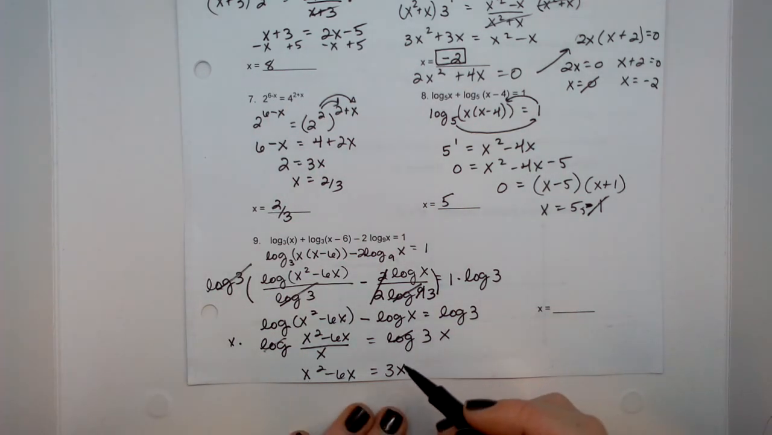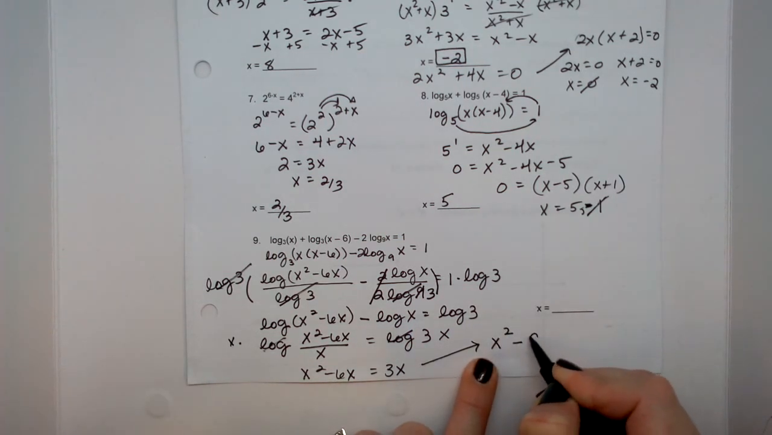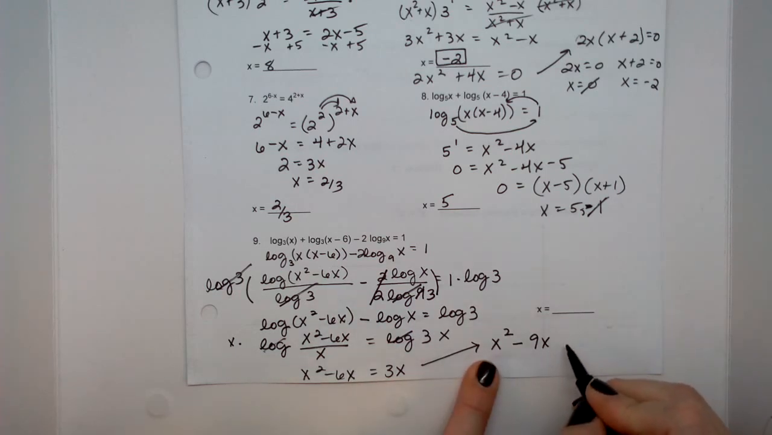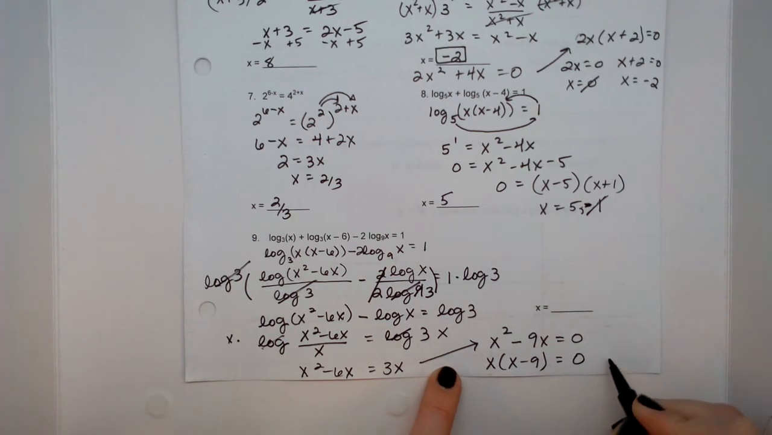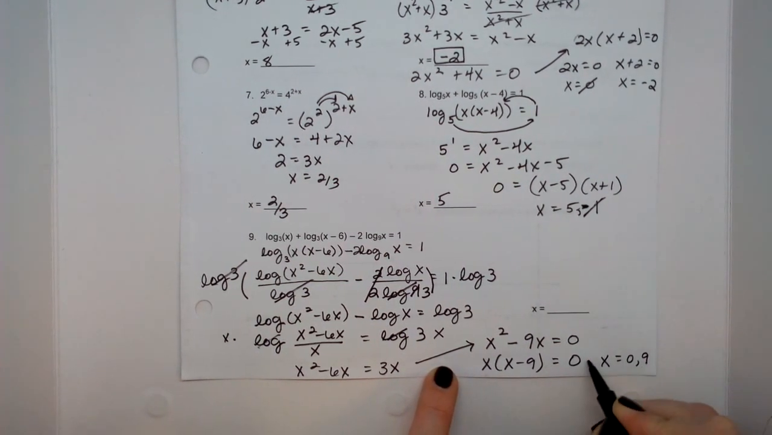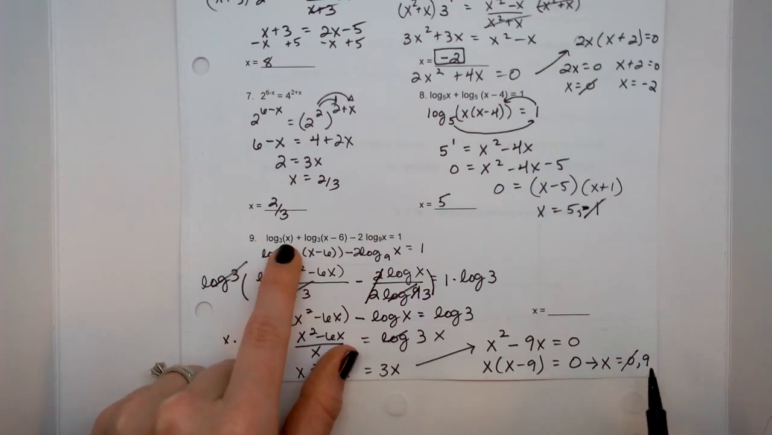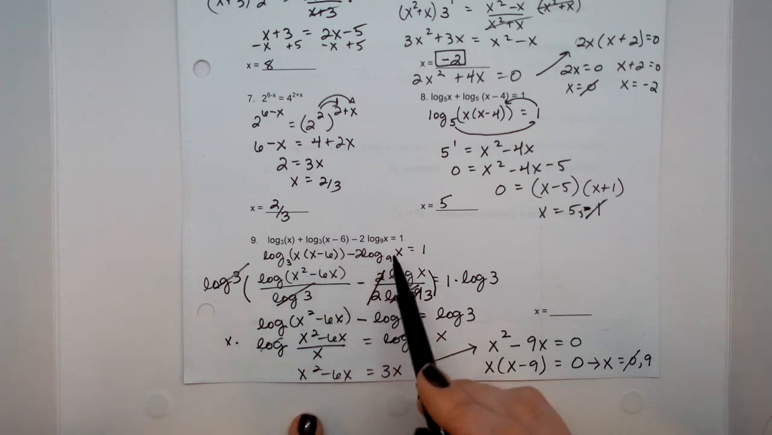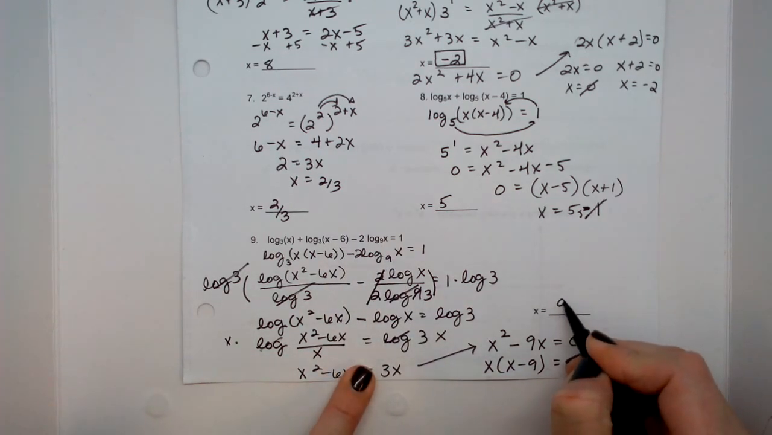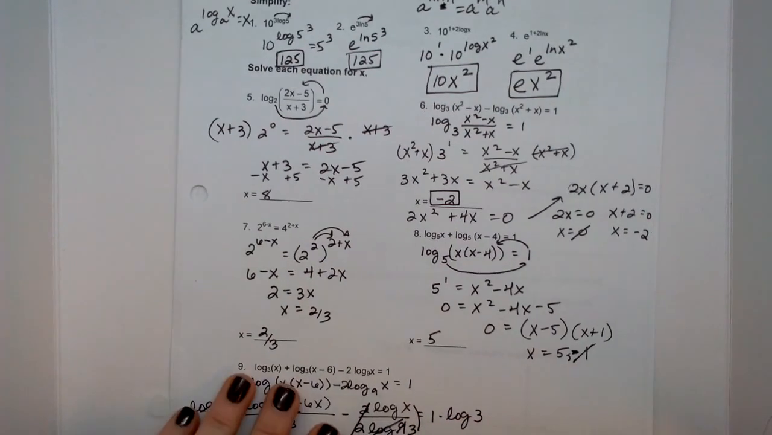Now, let's go ahead and move everything to one side. So I have x squared minus 9x, because if I subtract 3x from negative 6x, I have negative 9x. Take out the GCF and solve. So x is 0 and x is 9. Now check your solutions. If I plug 0 in, that's not in the domain, so I eliminate it. If I plug 9 in, I've got log of 9, that's okay. Log of 9 minus 6 would be log of 3, that's okay. And log of 9, that's okay. So the only solution is 9. Okay, let's look at the next page.